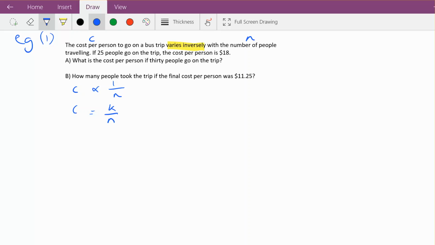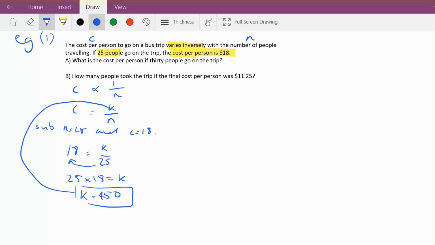Let's go use this now. 25 people, the cost per person is $18. So let's sub in: N equals 25, and cost equals 18. So 18 in place of C equals K over 25. What's the opposite of divide by 25? It is times. 25 times 18 equals K. K equals 450.